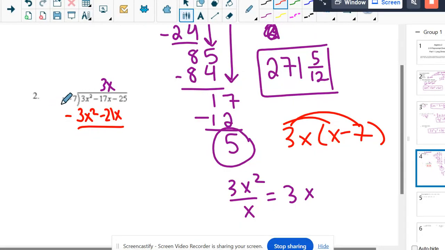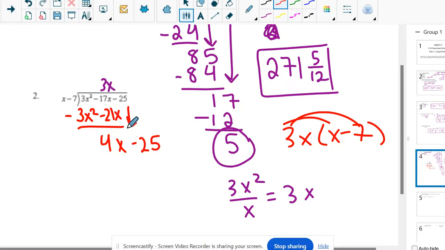You could do this with a polynomial with more than 2 terms. You would just have to multiply that number by 3 terms. And that's where you get the 4x from, because negative 17 minus negative 21 is 4, since that becomes plus a positive. And then you bring down the negative 25.